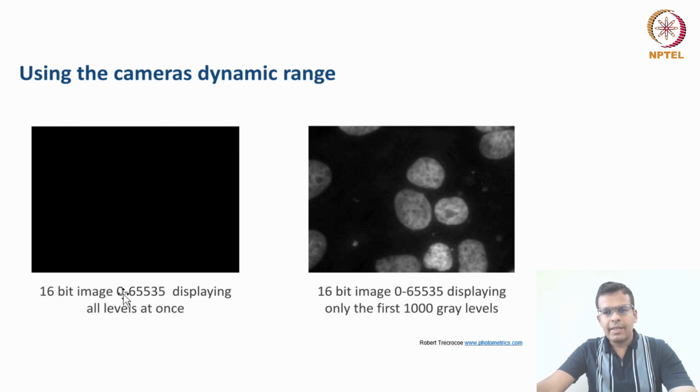So here I have shown the same thing, the 16-bit image displaying all levels at once. A 16-bit image has 0 to 65535 grayscales, and if all the grayscales are displayed, you cannot see the structures. But when you display only the first 1000 gray levels, then you can see the structures. The same thing that I showed you in the previous slide.